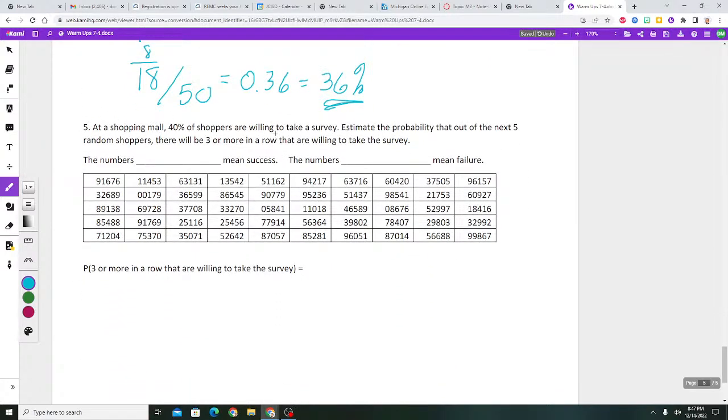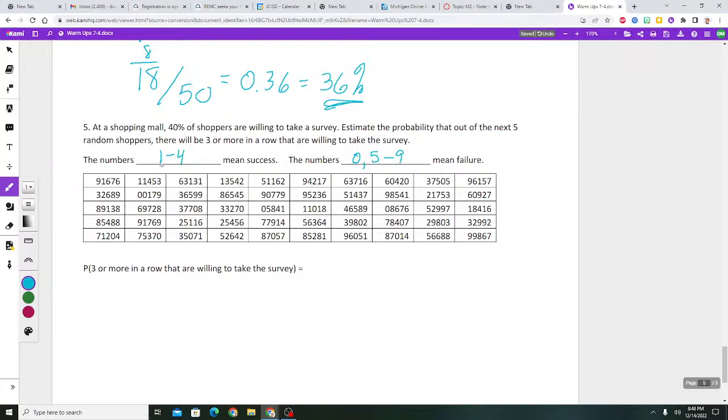At a shopping mall, 40% of the shoppers are willing to take a survey, so that's 1 through 4. Estimate the probability that out of the next 5 random shoppers, there will be 3 or more in a row that are willing to take the survey, so that's 0, and then it's 5 through 9. We want exactly 3 in a row to make a survey.